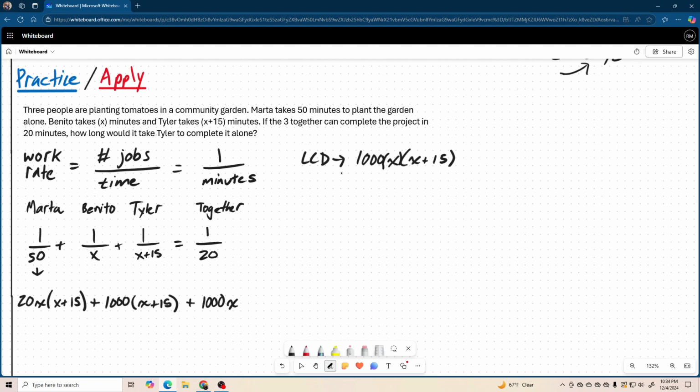All right, cool. So now the last one is 1 over 20. We already have the 20, so we just need the other piece, which is the 50, right? Because the only other number is the 50. So this is going to equal, right? Again, we don't need the 20, we just need 50 of it. So 50X times X plus 15.